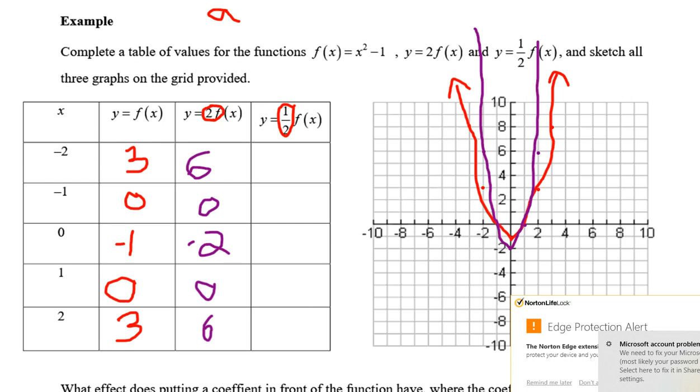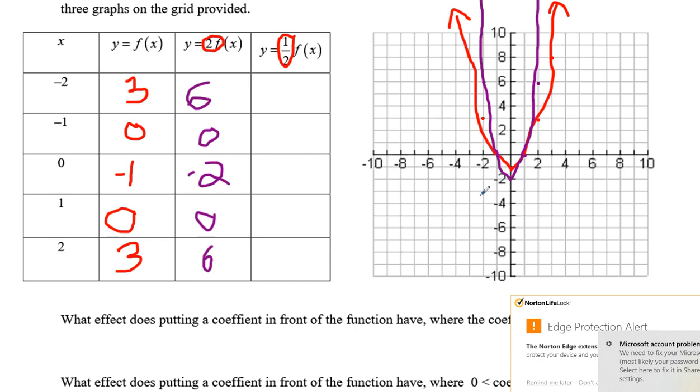All right. So all that's going on then is that we happen to have a nice little vertical stretch by a factor of 2.